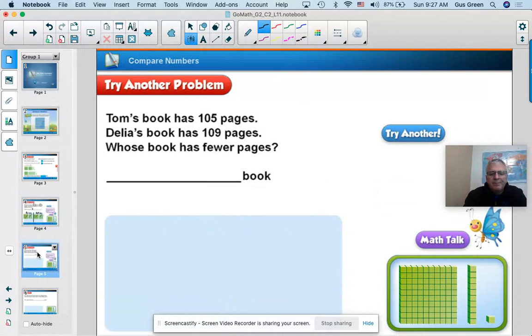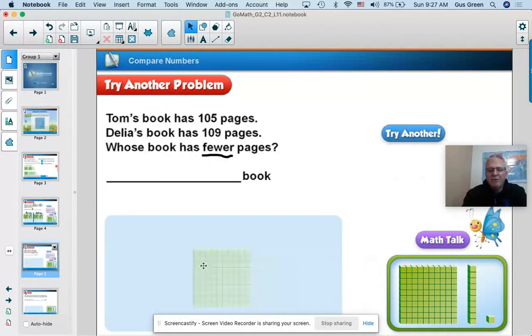Let's do another. The more we do, the better we'll get at these. So this time, Tom's book has 105 pages. Delaney's book has 109 pages. Which book has fewer? And that's an important point to underline too. We want to know how many fewer pages there are. It's not always just who has the most. Okay, so let's go ahead and build these two numbers.